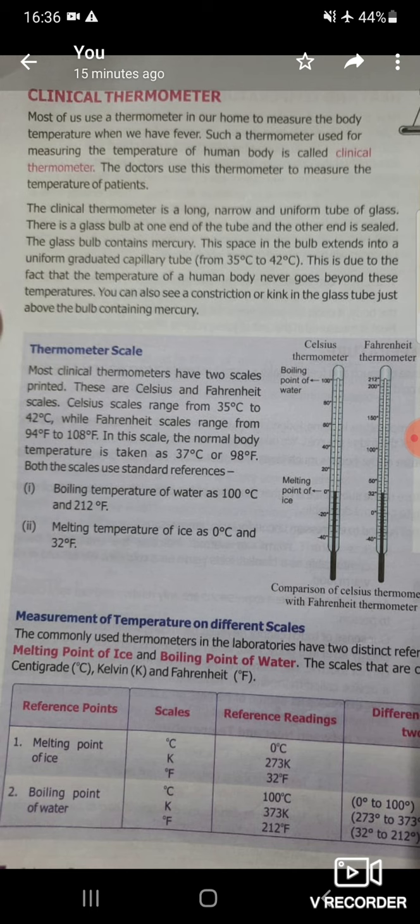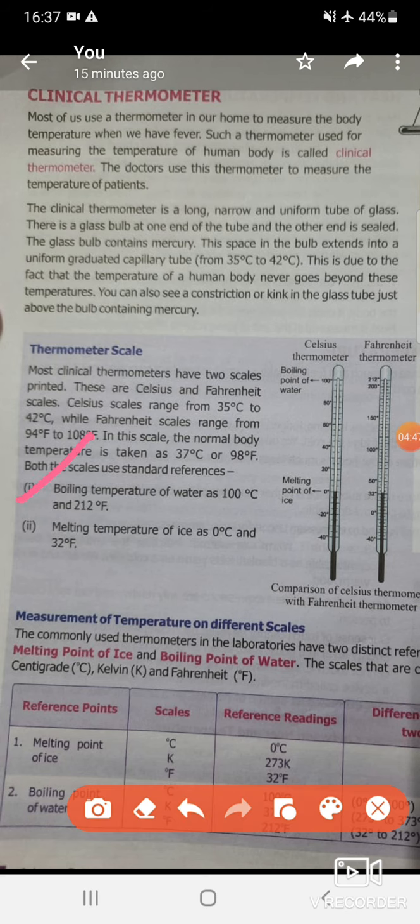Both the scales use standard references. Boiling temperature of water is 100 degrees Celsius. When it comes to Fahrenheit, it's 212. Melting temperature of ice is 0 degrees Celsius and 32 degrees when it comes to Fahrenheit, okay? This is the normal boiling and melting temperature given in Celsius and in Fahrenheit.